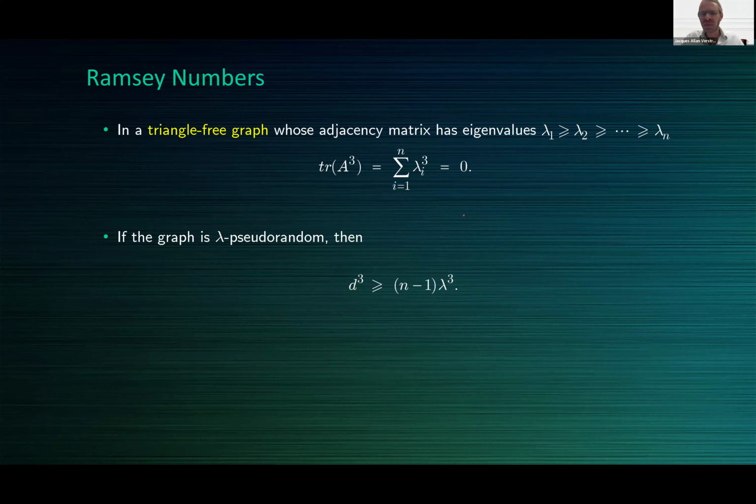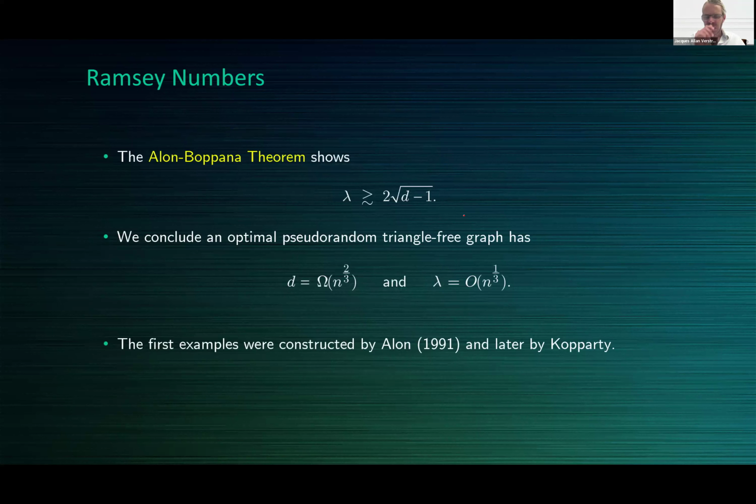If it's lambda pseudo-random, we know the largest eigenvalue is d, and all the rest are at most lambda in modulus. So if a graph is triangle-free, you get this inequality relating lambda to d as well as n. And if you do that, the Alon-Boppana theorem shows you lambda can't be less than about root d. So root d is the best you could do, and we'll call that optimal. A lambda pseudo-random graph with lambda about root d, we'll call optimal. Then the preceding inequality tells you the best you can do is that d could be as big as n to the 2/3 and lambda n to the 1/3. So that would be an optimal pseudo-random triangle-free graph.